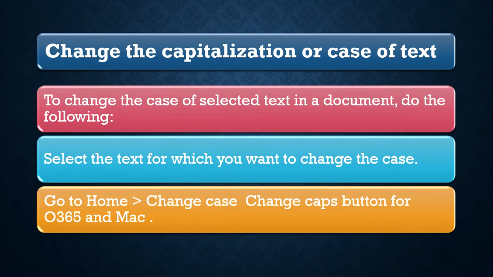Change the capitalization or case of text. To change the case of selected text in a document, do the following. Select the text for which you want to change the case. Go to Home, Change Case, the Change Case button, for Office 365 and MacBook Pro.